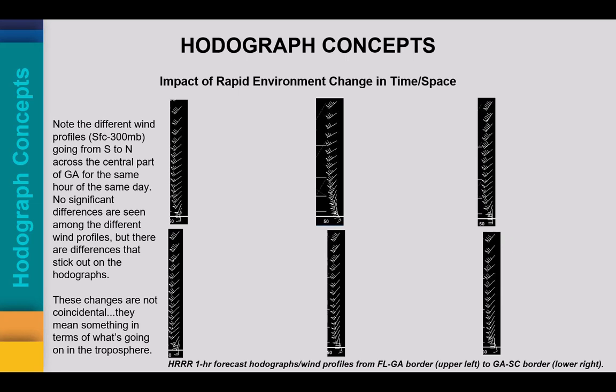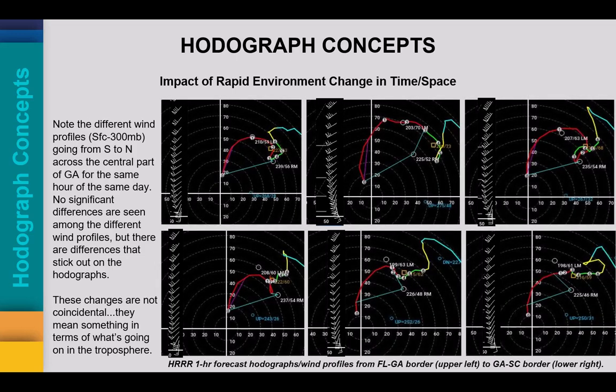You don't see a lot of significant differences in the hodograph, some changes in how much directional shear there might be, but they all show very strong speed shear. However, they do lead to very different shapes in the hodograph, different concavities. Some show favorable shapes for tornadoes, others show issues such as loops in the hodograph. You see, for example, the lower left having a loop within the inflow layer, which could have a different impact on the storm than having that loop further up in the upper part of the storm structure on the top image. So different shapes, different concavities can mean different end results. These changes are not coincidental. They mean something is going on in the troposphere.